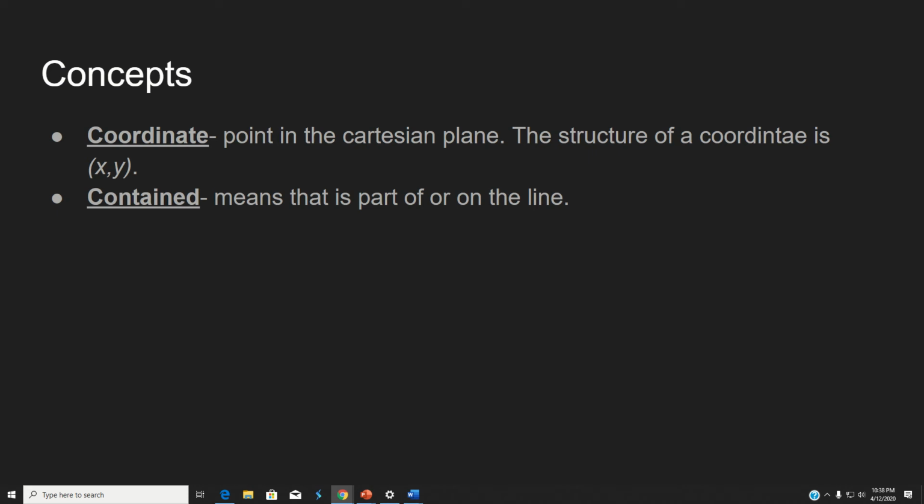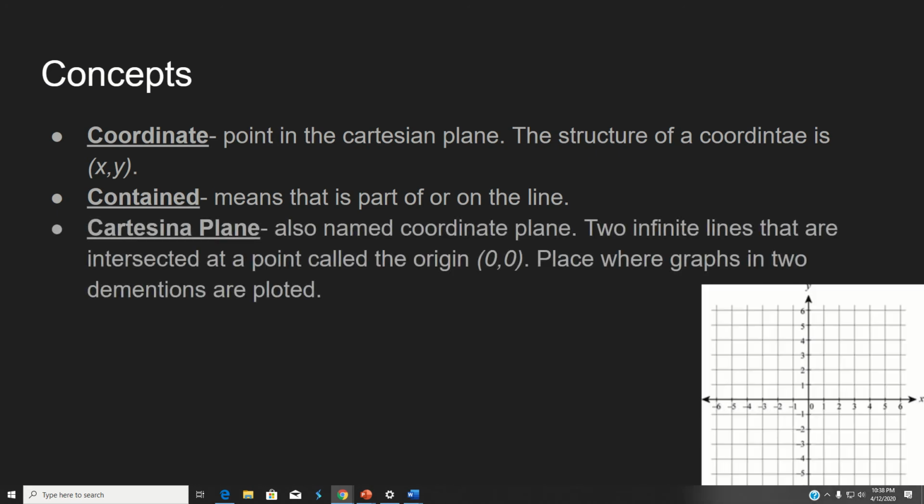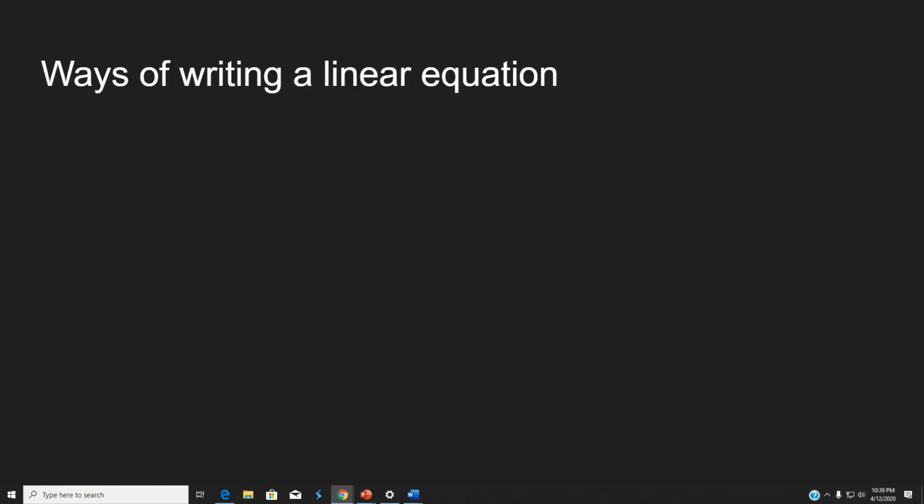When we talk about contain, it means that it's part of or that it's actually on a line. And the Cartesian plane, which we'll also call the coordinate plane, is formed by two infinite lines that intersect at the point called the origin, which is (0, 0): 0 for x and 0 for y. And it's the place where two variables, or variables in two dimensions, are plotted.